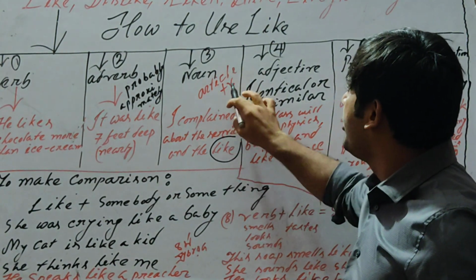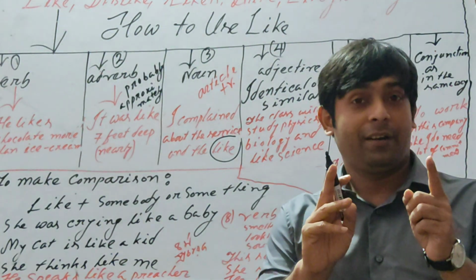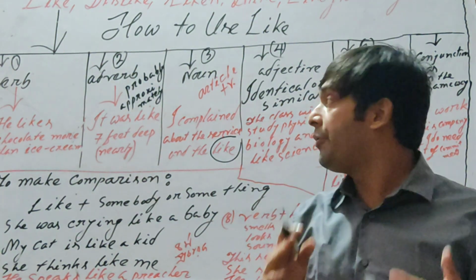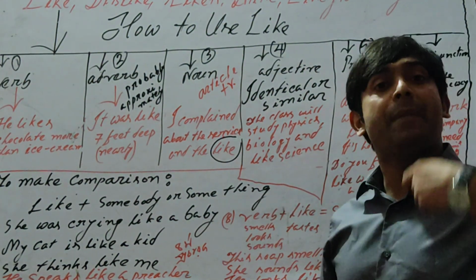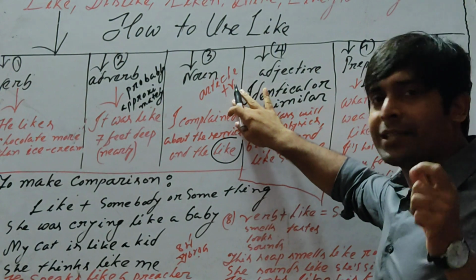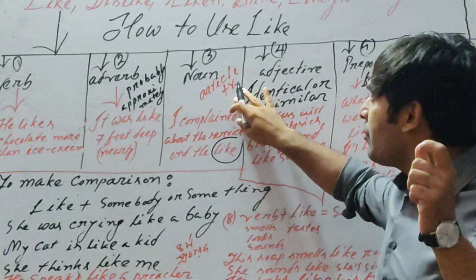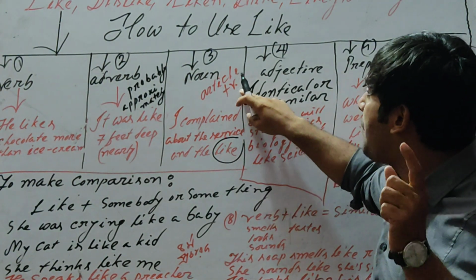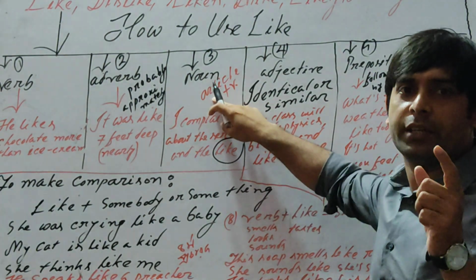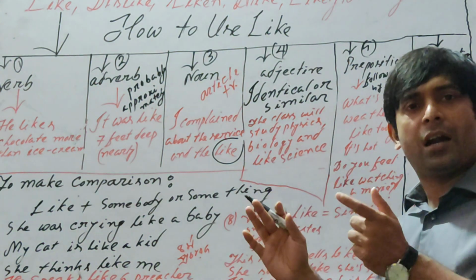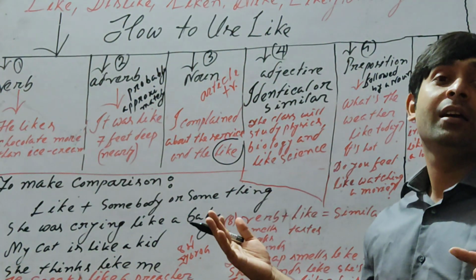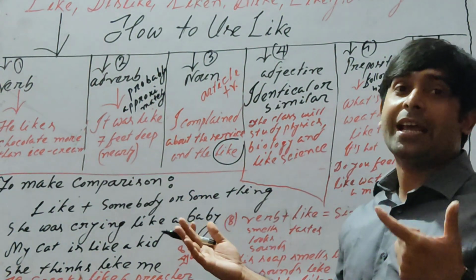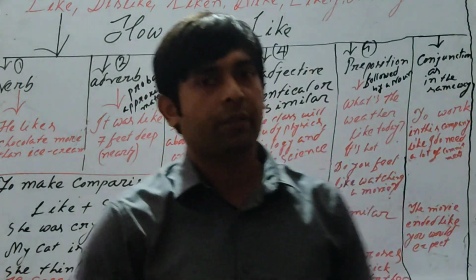How is it possible? Mind it. It will be very clear if you remember that if you like to understand like as a noun, you should think of it clearly. Before the noun, I must use an article. If I get an article before the word, that will be used as a noun. Okay, next one, the fourth one.